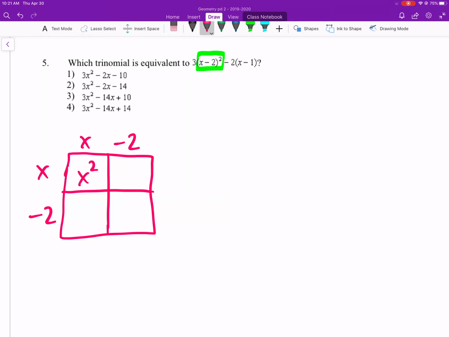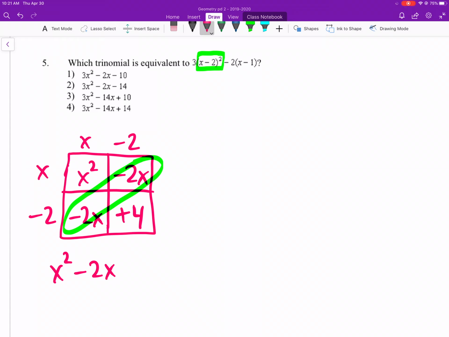X times x is x squared. X times negative 2 is negative 2x. Same thing, negative 2 times x is negative 2x. Negative 2 times negative 2 is 4. And you got your like terms again. So we have x squared minus 2x minus 2x plus 4, like terms.